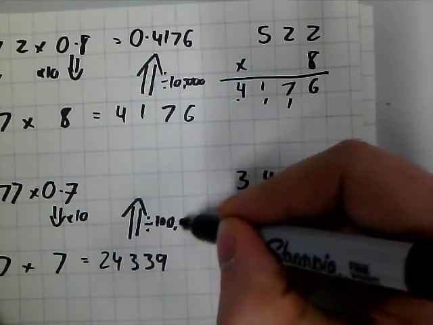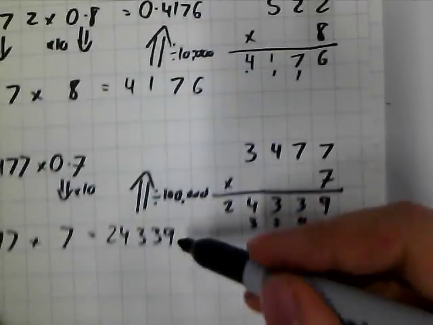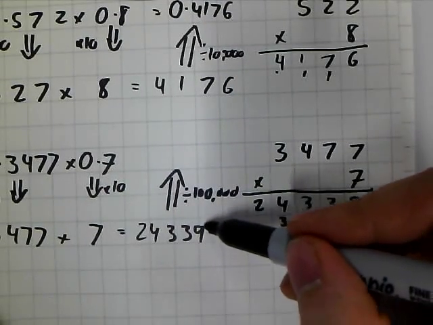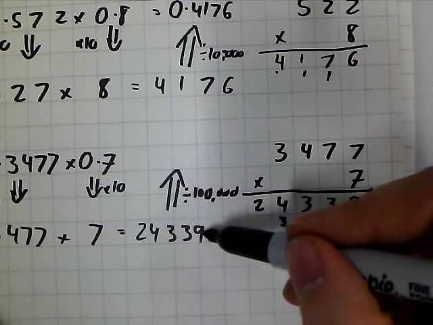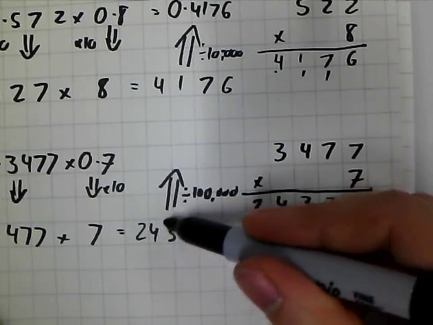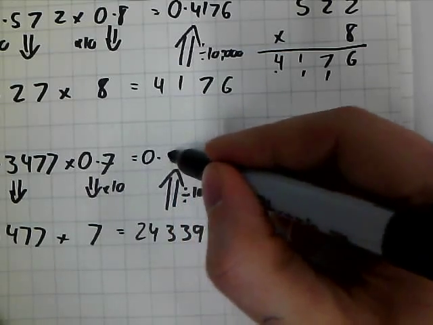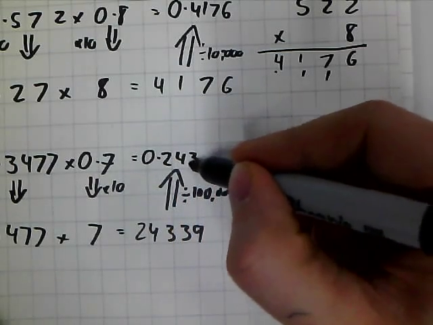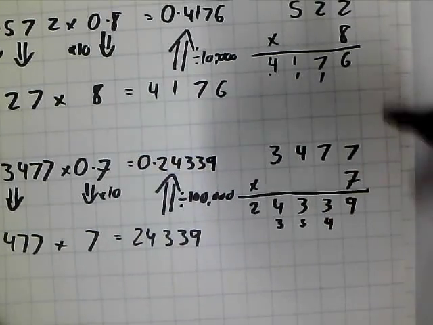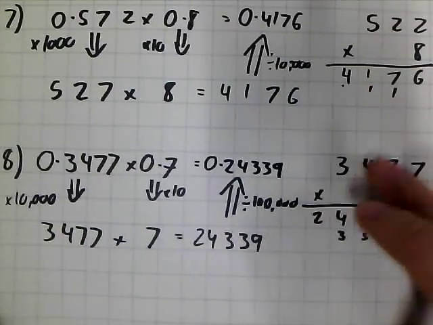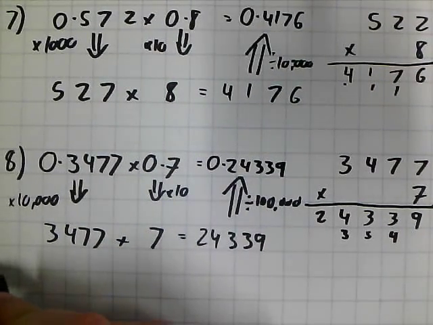So dividing by 10,000, then another 10, so we get 0.24339. And that is section 1 finished. Let's take a look at section 2.